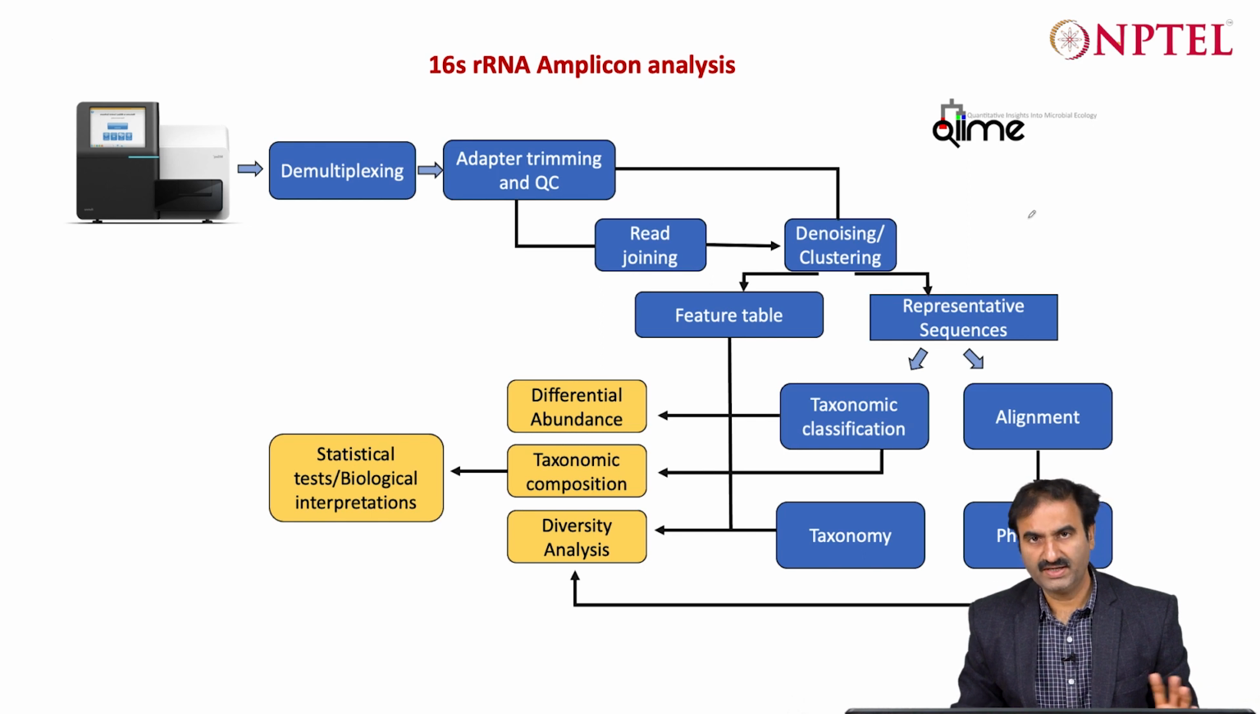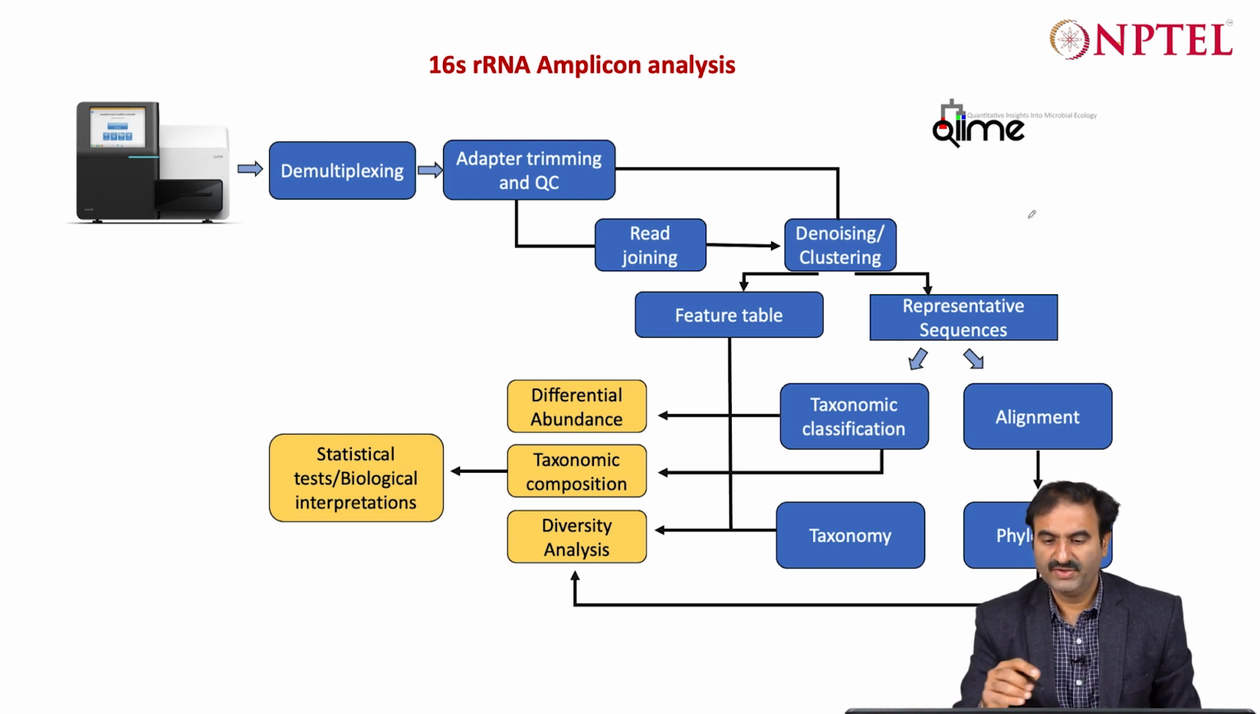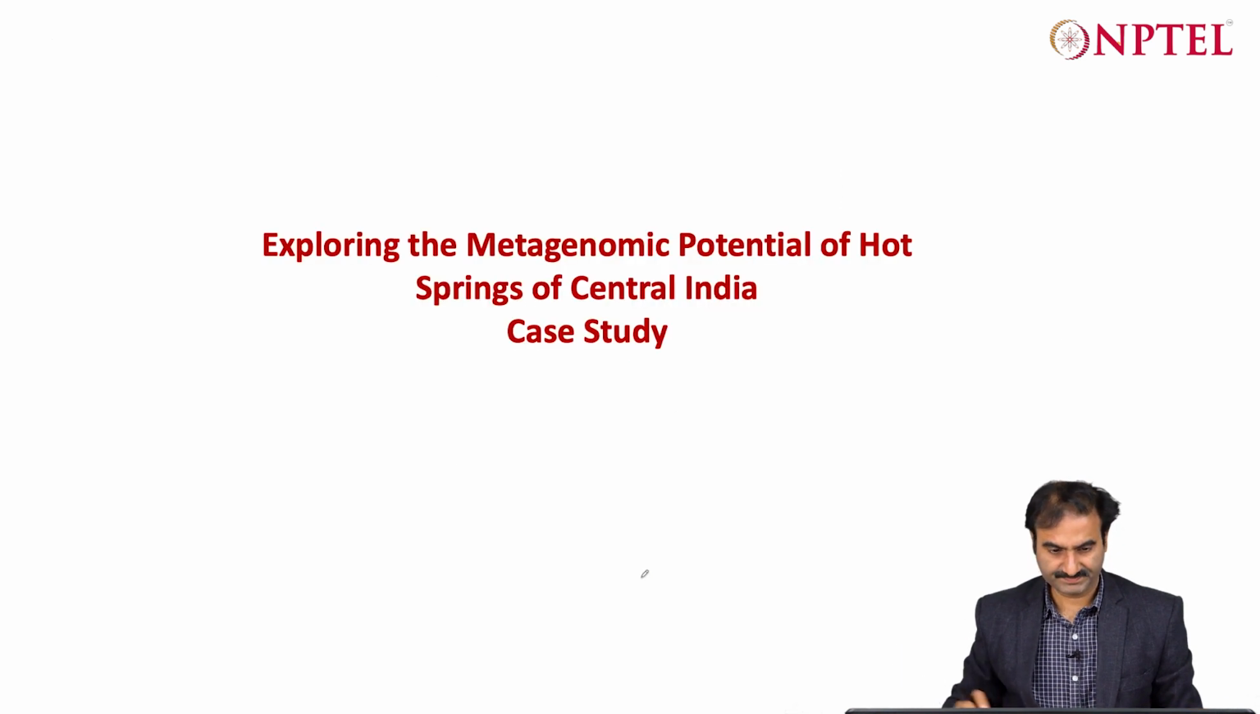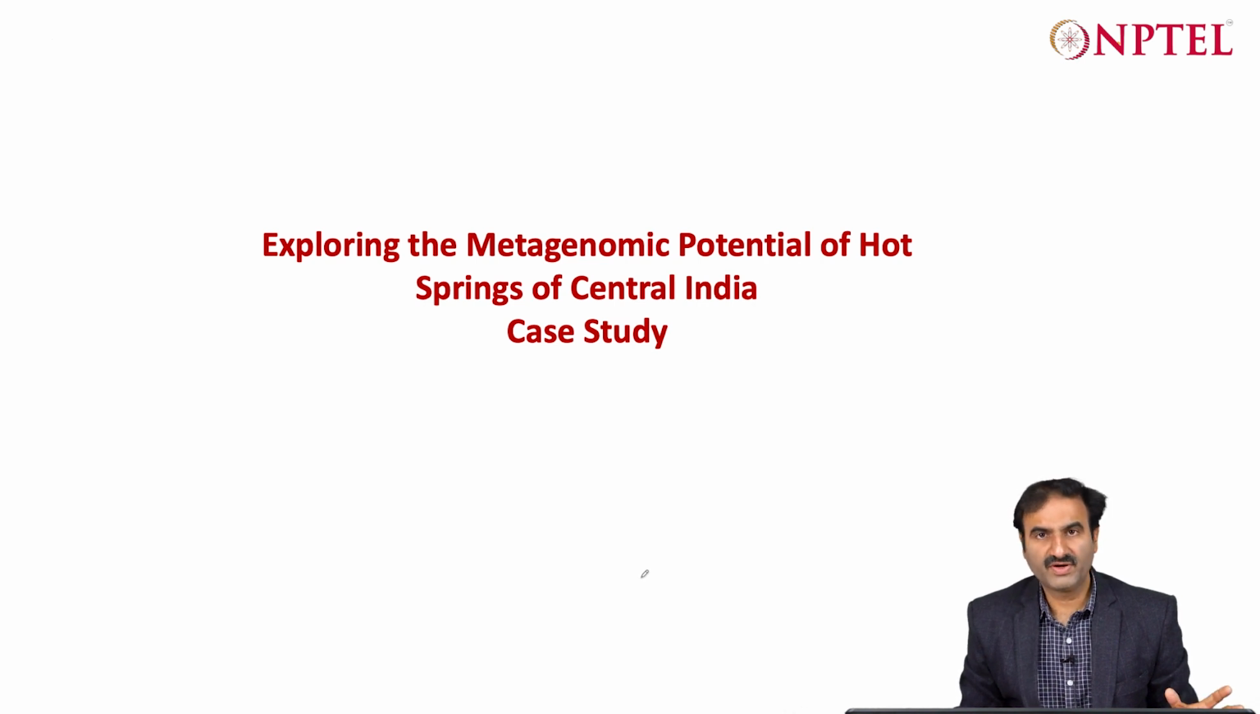So in the 16S amplicon analysis, this was the pipeline that we discussed. Once you have the clean data, you identify the representative sequence from the OTUs that you have made, do the taxonomic classification of those, and then do the statistical and functional analysis. I'll give you an example from one case study which will help you connect with the earlier concepts that we dealt with today. That is the example of, say, hot springs from central India. This will also tell you how to start a project.